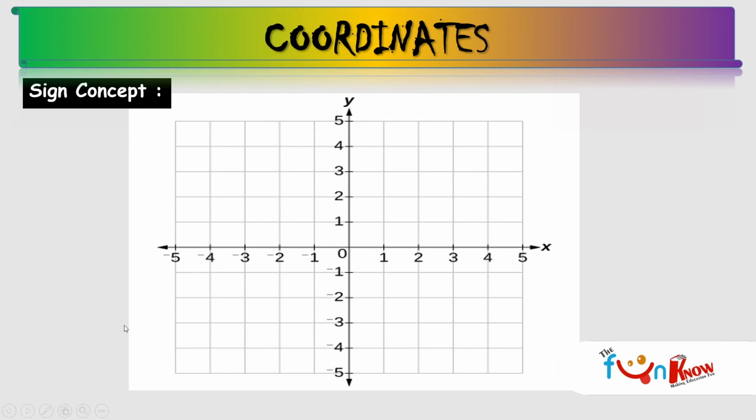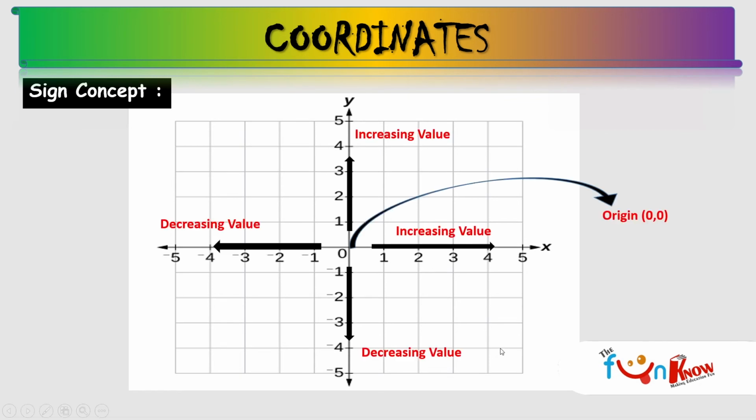A line which is going this side of the x-axis is increasing in order. A line which is going opposite to that on the x-axis is decreasing in order. A line which is going upward on the y-axis is increasing in order. A line which is going down is decreasing in order. Let us see the same thing with the diagram, students. See here. A line here is increasing, a line here is increasing, a line over here is decreasing and decreasing.